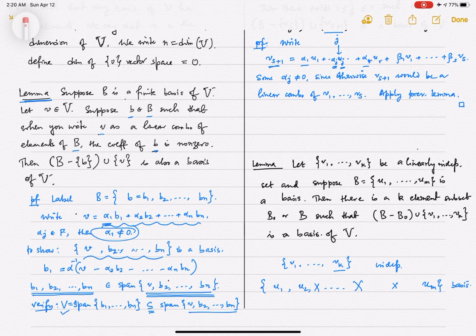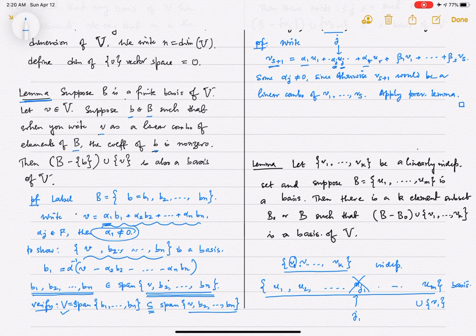And this one is very straightforward. It's just applying the previous lemma repeatedly. So you have a basis here, and you have a bunch of independent sets here. So you take this one, and when you write that in terms of these guys, some coefficient of u is non-zero, so you can throw away some uj1. Throw it away and add v1 to the list. It's still a basis.